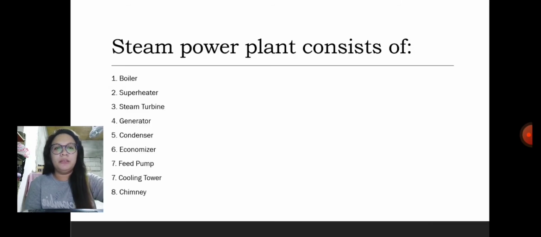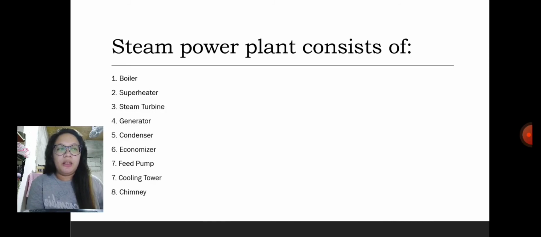Steam power plant consists of boiler, superheater, steam turbine, generator, condenser, economizer, feed pump, cooling tower, and chimney. Boiler. The purpose of the boiler is to convert water to steam. The steam may emerge wet, dry, saturated, or superheated depending on the boiler design. Thermal electrical power generation is one of the major methods.